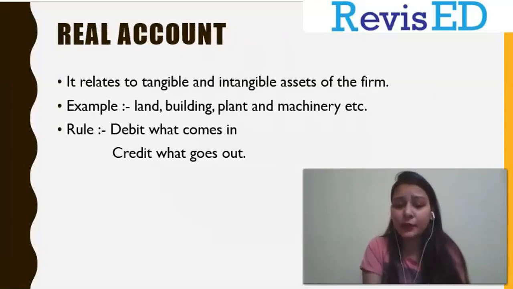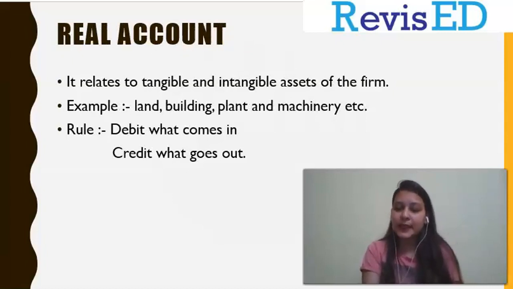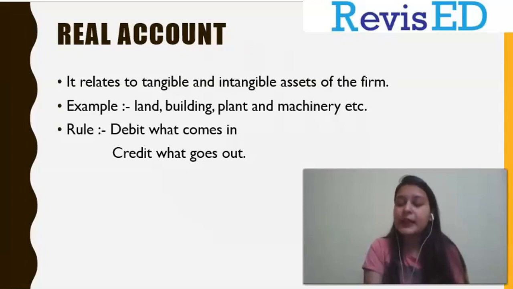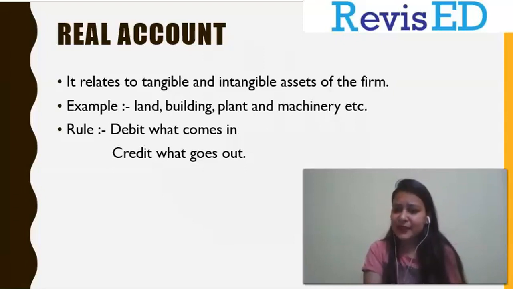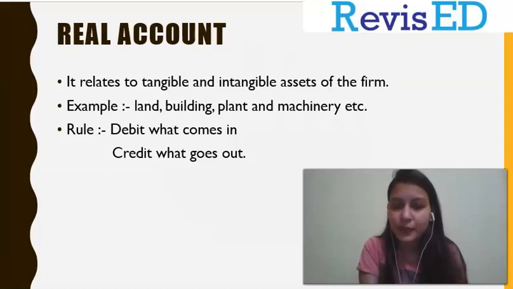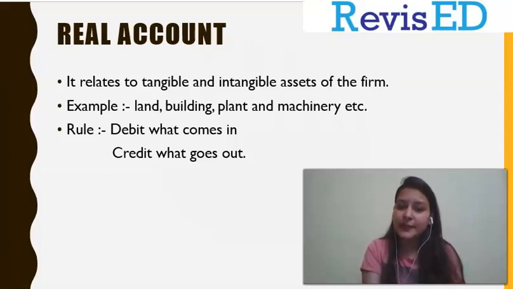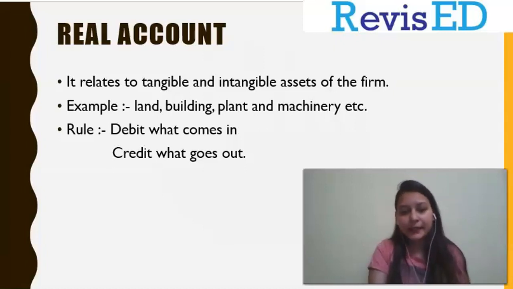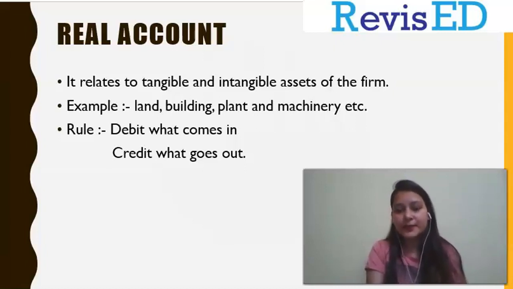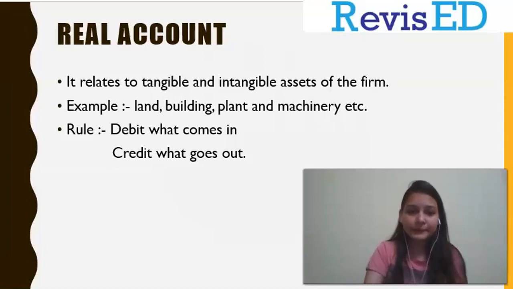Second is real account. It deals with assets or property of the company. Let's say the company has its own plant, machinery, land, building, etc. All those properties of the company are basically assets of the company. So this is the real account. They have cash, that's their asset, that also comes in real account. So for real account, the formula is: debit what comes in, credit what goes out. If you have purchased something, you would debit it. If you have sold something, you would credit it.